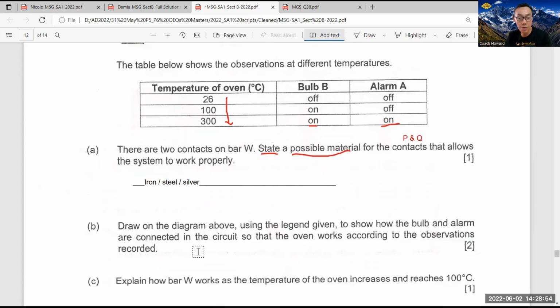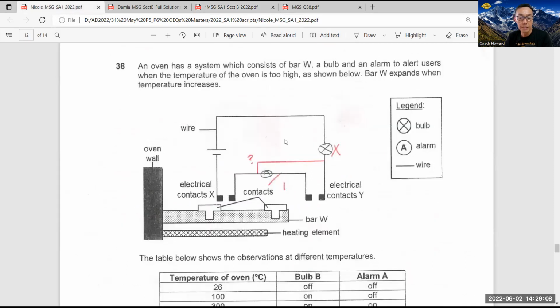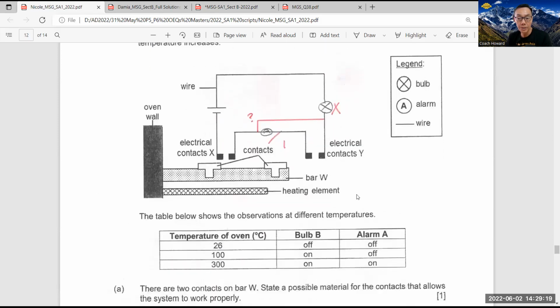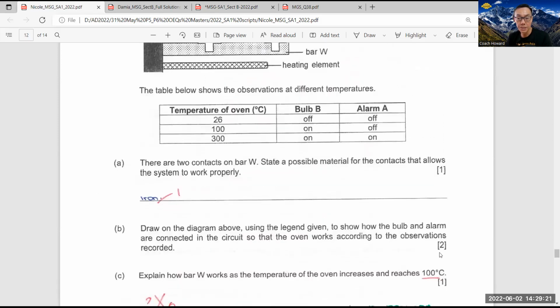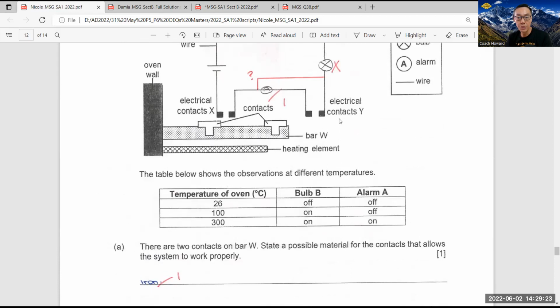Okay, next, draw on the diagram above using the legend given to show how the bulb and alarm are connected in a circuit so that the oven works according to the observations recorded. So let me show you some of the students' answers. Okay, this is a student's paper. She actually put the bulb here and the alarm here. Okay, and then she was marked wrong because this is a 2-mark question, as you notice. So perhaps she's given only 1 mark.